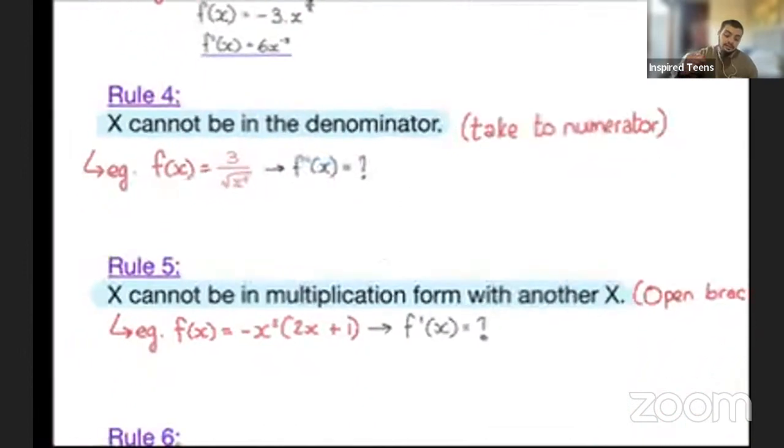Okay, let's look at the next differentiation rule. X cannot be in the denominator. So what do we do? We have to take it to the numerator, of course, right?